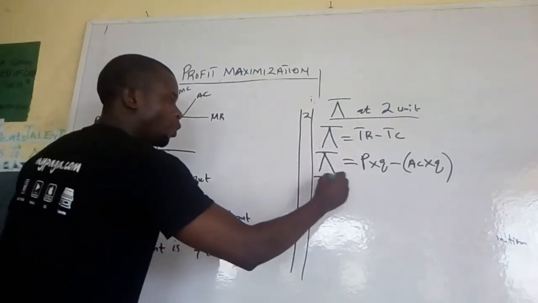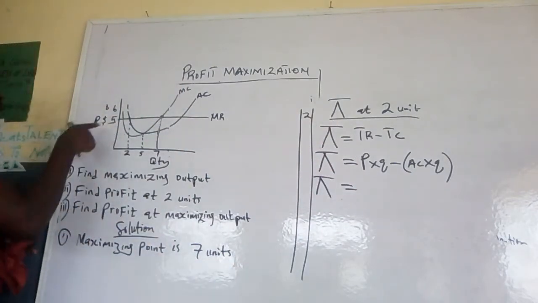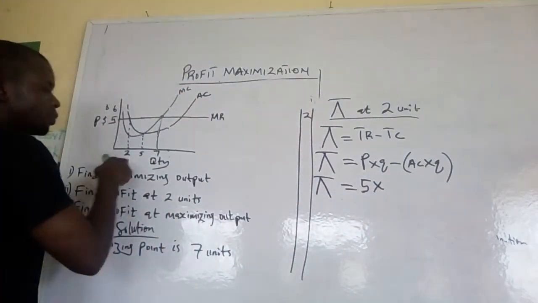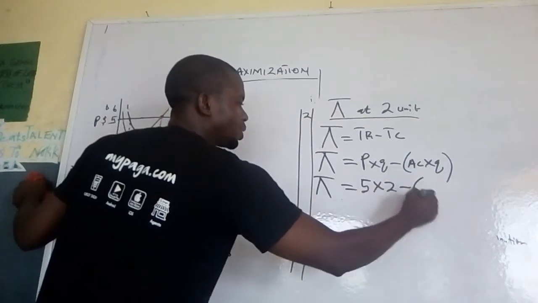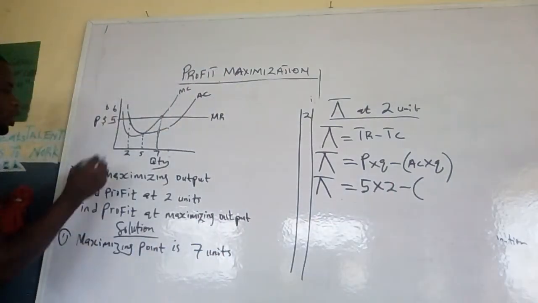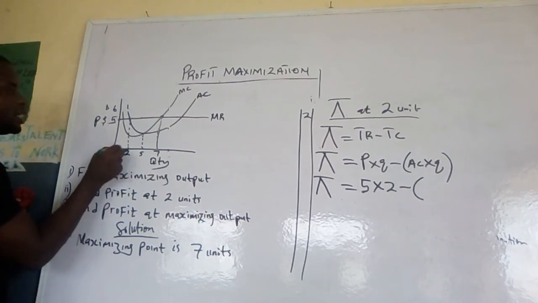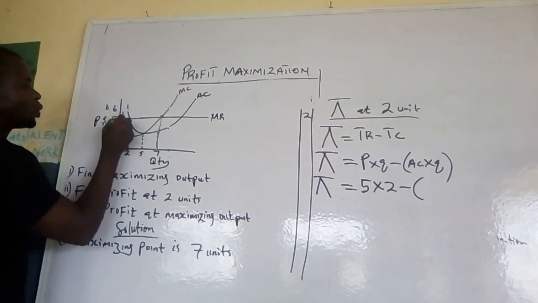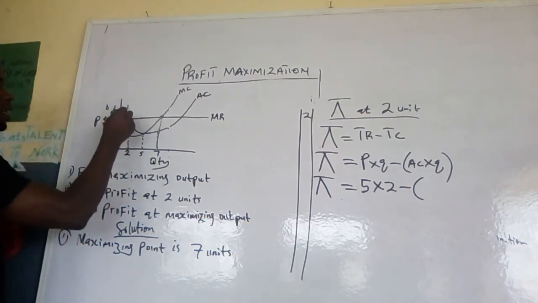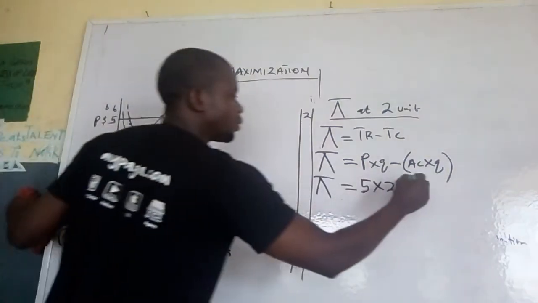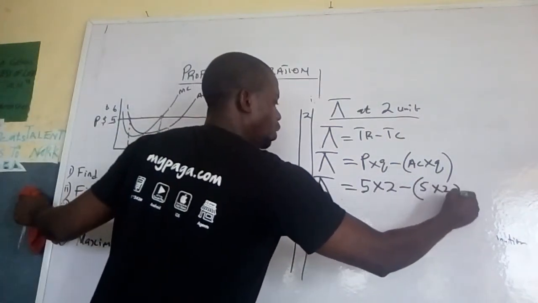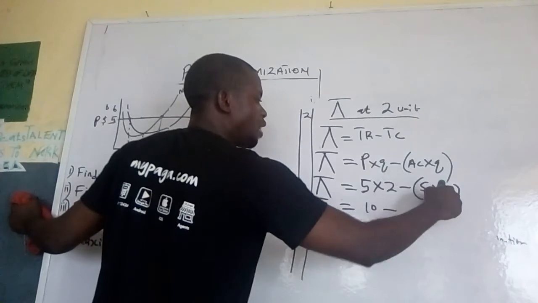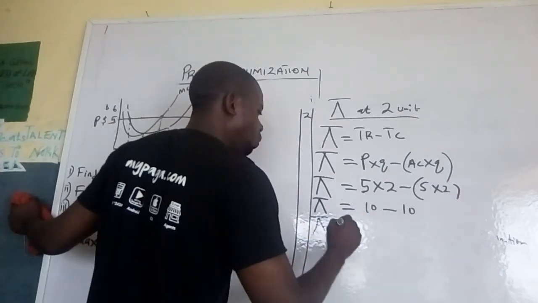Then profit will become, at 2 units, our price is automatically $5. So we have 5 times quantity, 2 units, minus our average cost. You come to the quantity you are working on, which is 2 units, and trace it up to meet the curve of average cost, which is here. You can see it's also 5. It's also 5 times quantity, which is still 2. So we'll have our profit as 5 times 2, that is 10, minus 5 times 2, that is 10. So our profit will be 0.